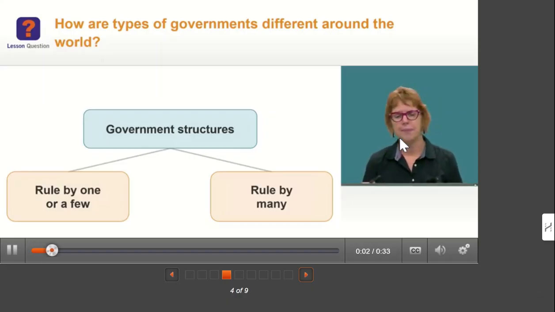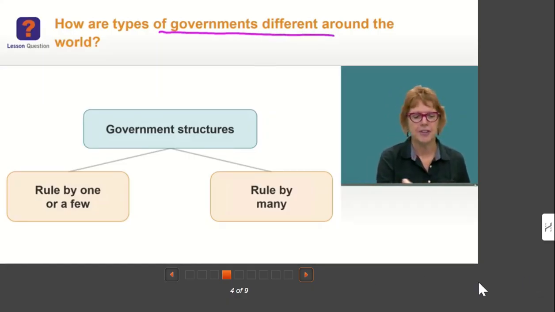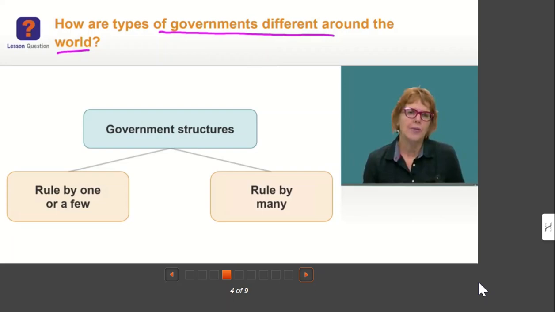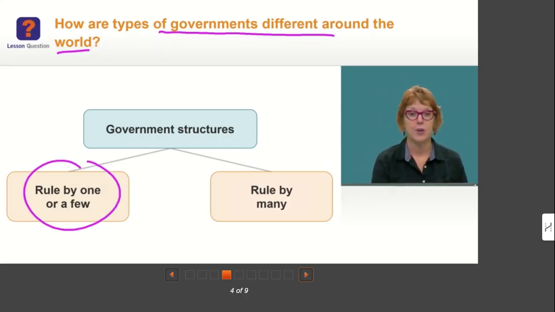What's our lesson question? How are types of governments different around the world? Well, we've just looked at different ways power can be divided among state and national governments. Confederal, federal, and unitary systems distribute power to different degrees. Unitary systems give the most power to national governments. But who rules those national governments? In this segment, we're going to look at two systems of rule, autocracies and oligarchies, which are ruled by one or a few.